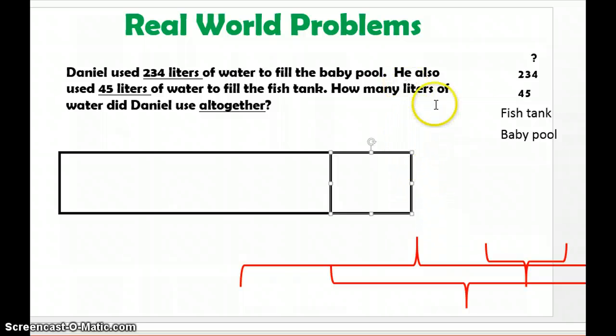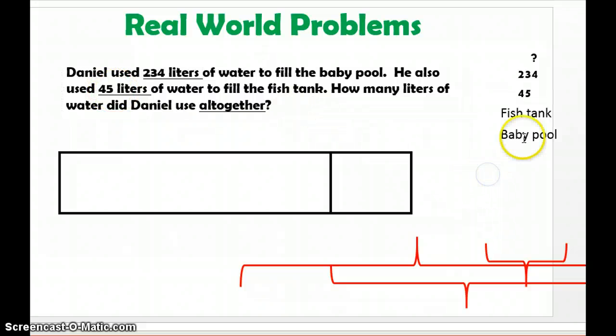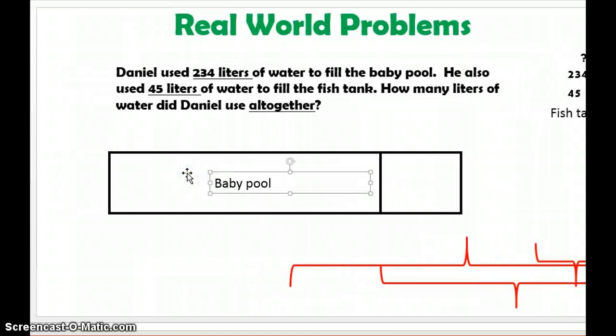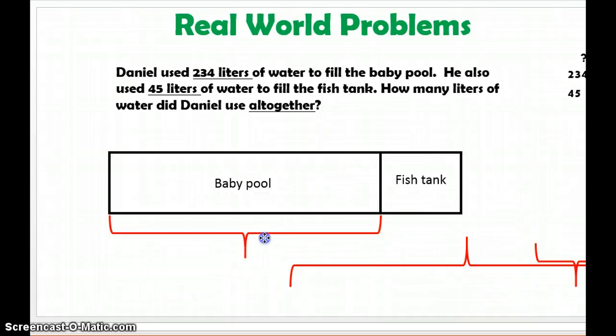So if I look back at my information, I know that the baby pool is 234 liters and the fish tank is only 45 liters. That means I'm going to label the big bar baby pool, and I'm going to label the little bar fish tank. Now, after that, I'm going to continue labeling, but now I'm going to label with numbers.